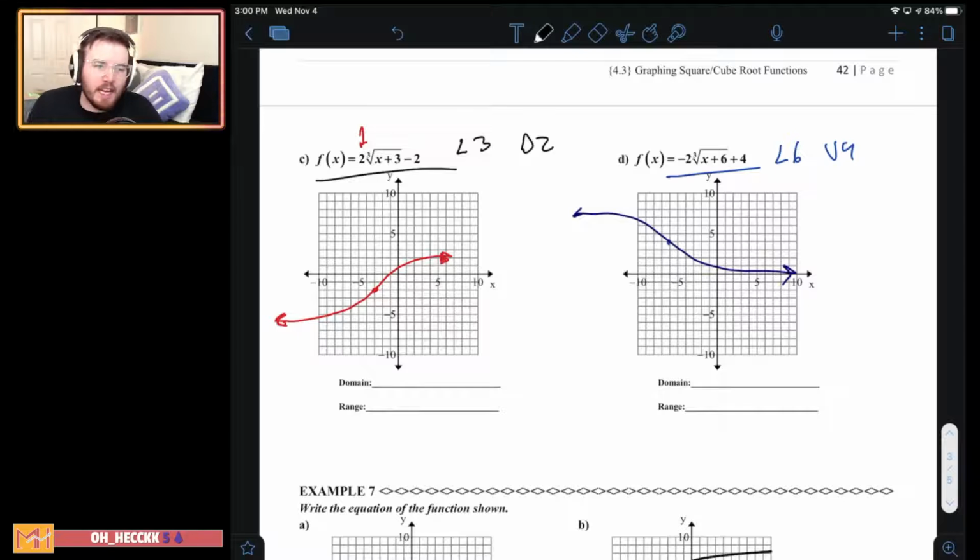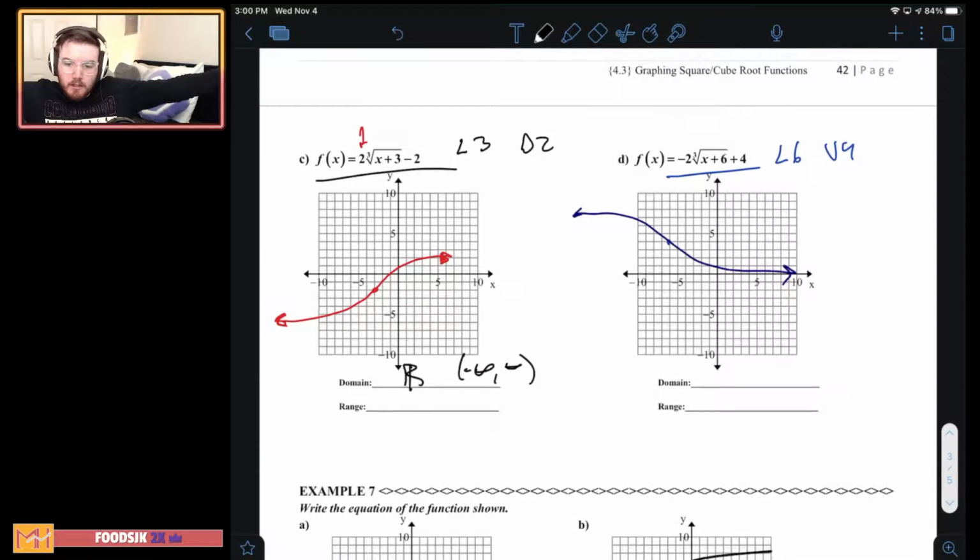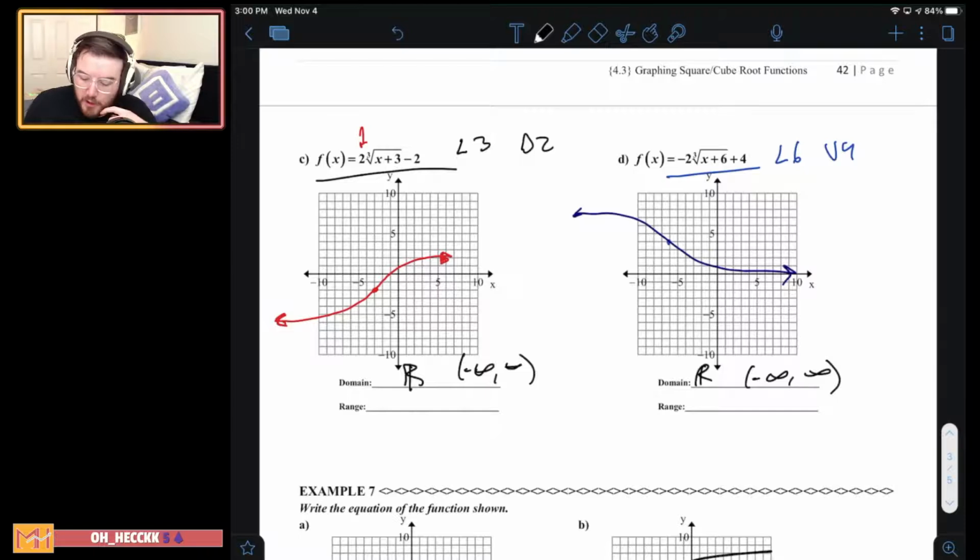What do we got here? If this thing goes forever to the left and forever to the right, every x value is going to get touched. All real numbers, right? Or you can write negative infinity to infinity. Every number is going to get touched. Same for this one too, right? Spoiler alert, a cube root function will always have all real domain, right? Because of its natural ability to go on forever. There is no limitation left or right.